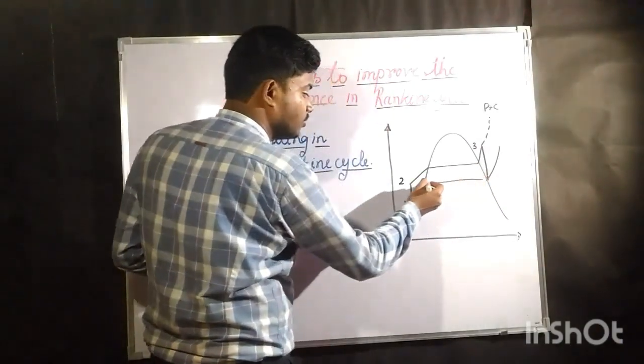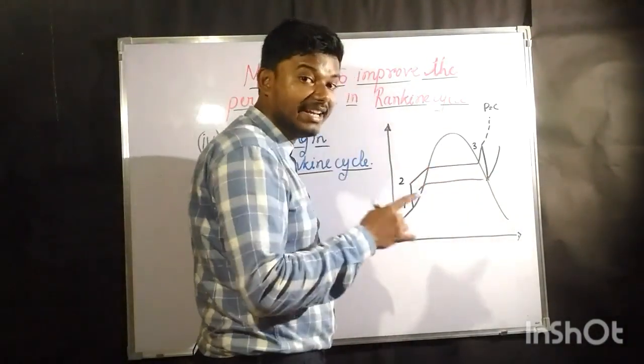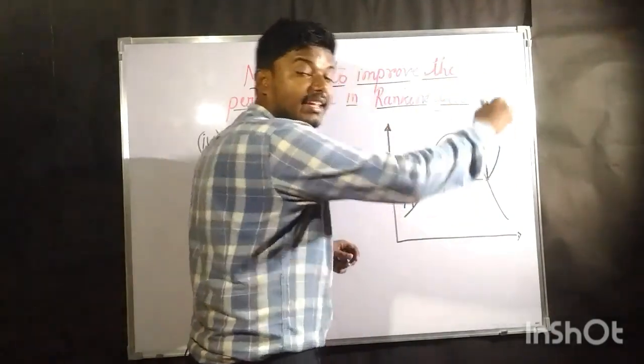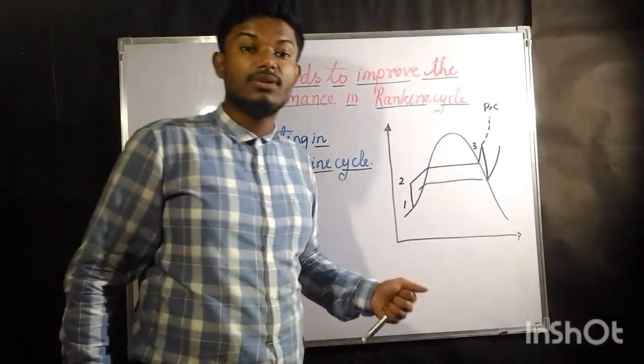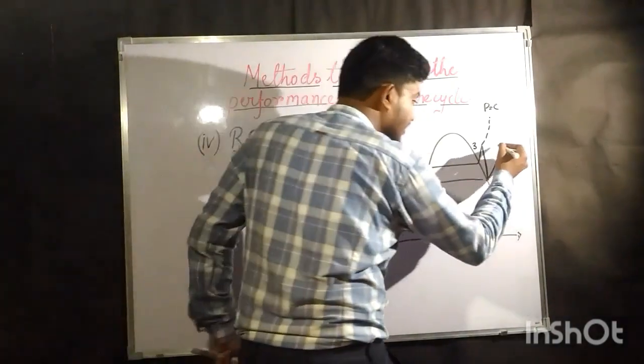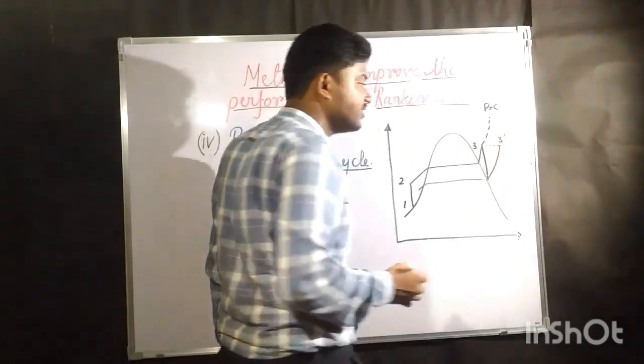Okay, so this is going to be our next pressure. That means we are expanding it to a lower pressure. Then after that we are again adding the heat. After heat addition, the temperature again goes to the same temperature. Suppose this point is 3 dash.